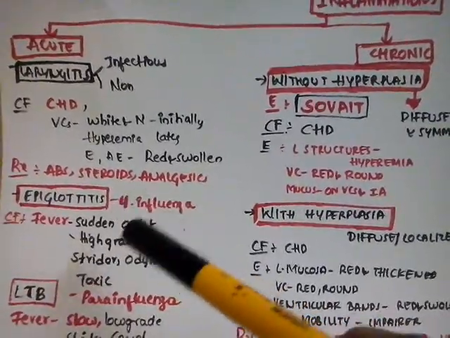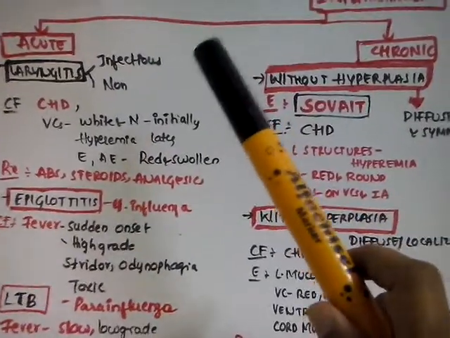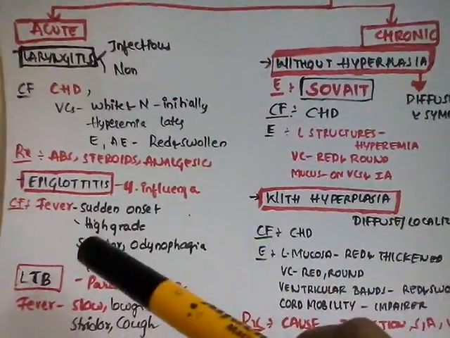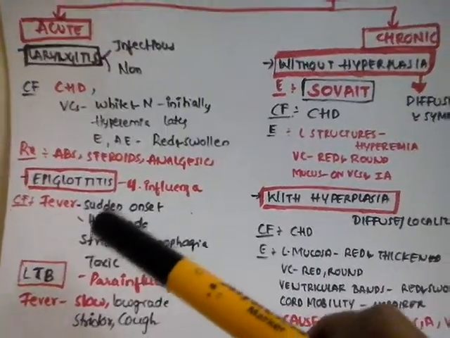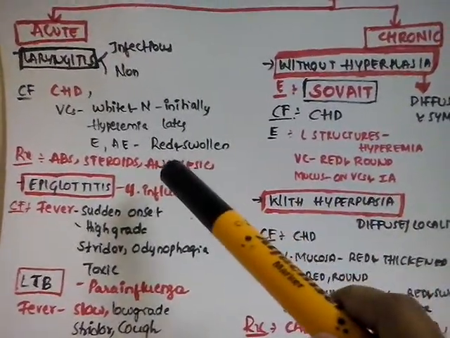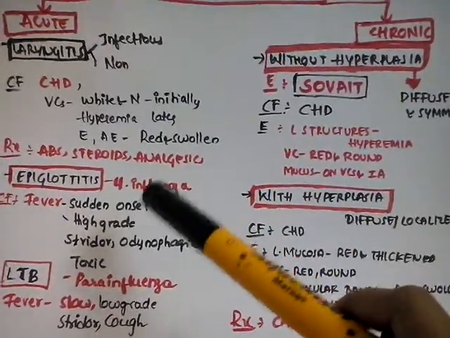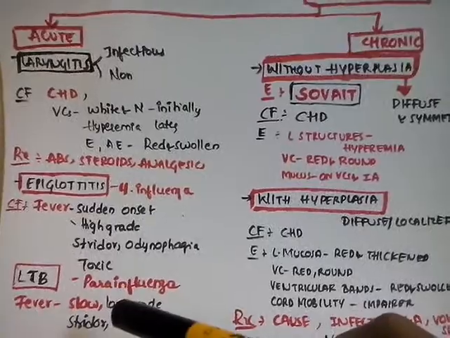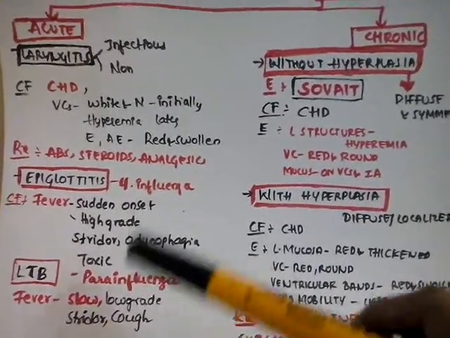Epiglottitis involves only the epiglottis, whereas laryngitis involves the whole larynx. In laryngotracheobronchitis, it involves trachea and bronchi also. In epiglottitis, the infectious agent is Haemophilus influenzae, and in laryngotracheobronchitis, it is parainfluenza.